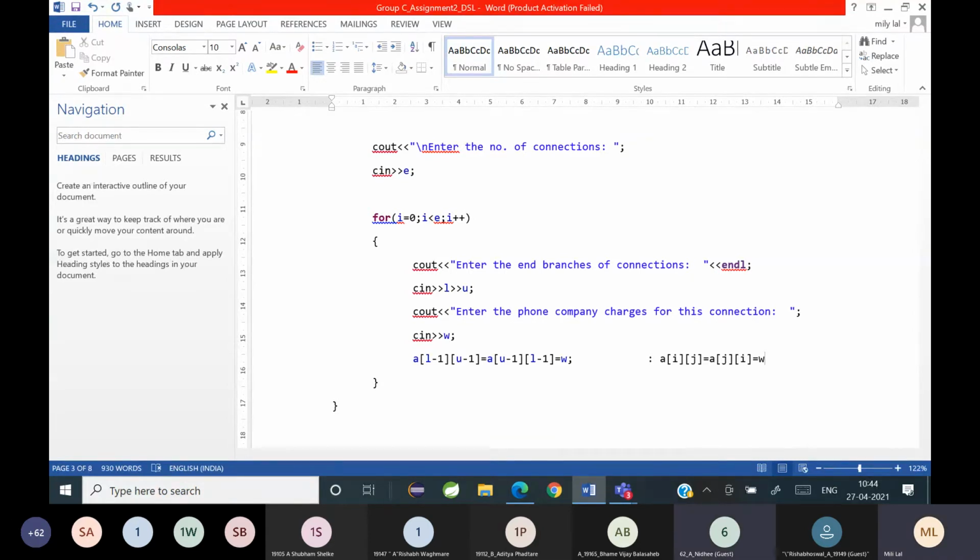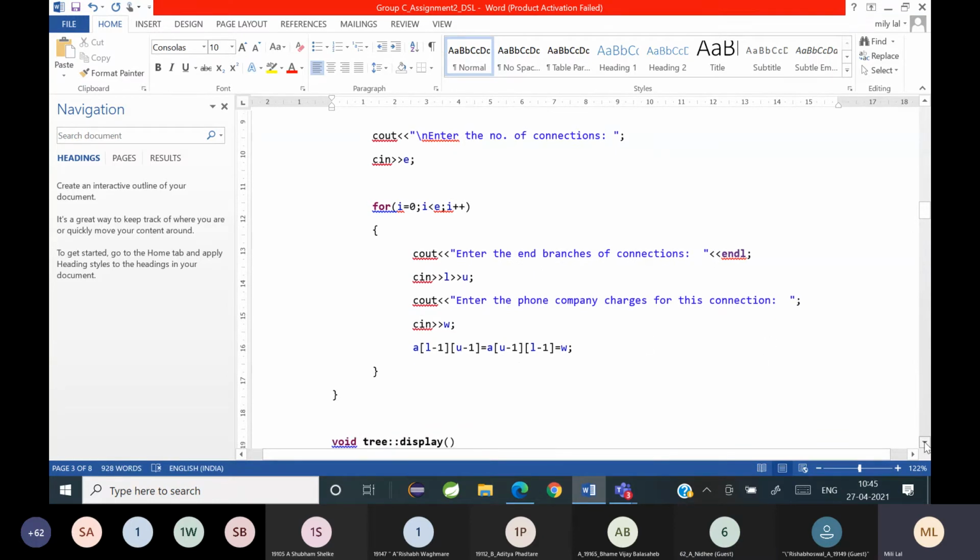Ma'am, why have we written L minus 1 and U minus 1? Because we are going to start the values from 0, right? Yes, ma'am. If the value of L is 5, the array index will be 0 to 4, that is why. Okay. Got it? Yes. So that is what that particular statement meant.